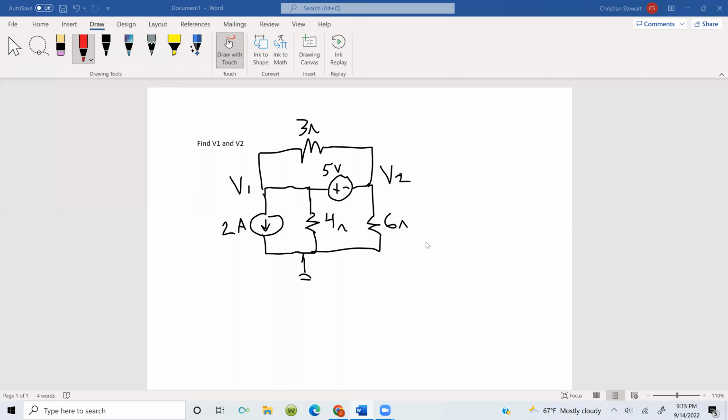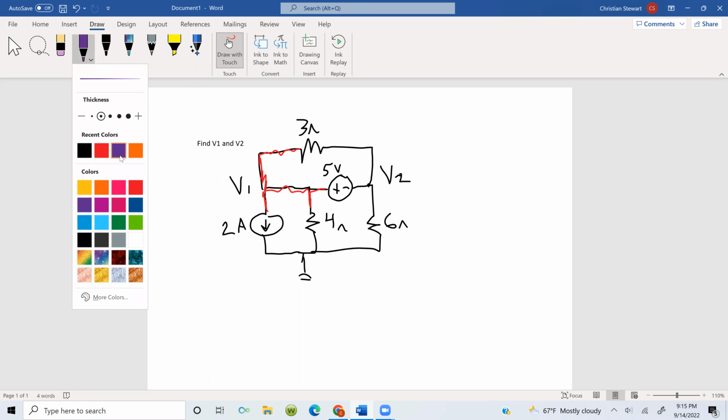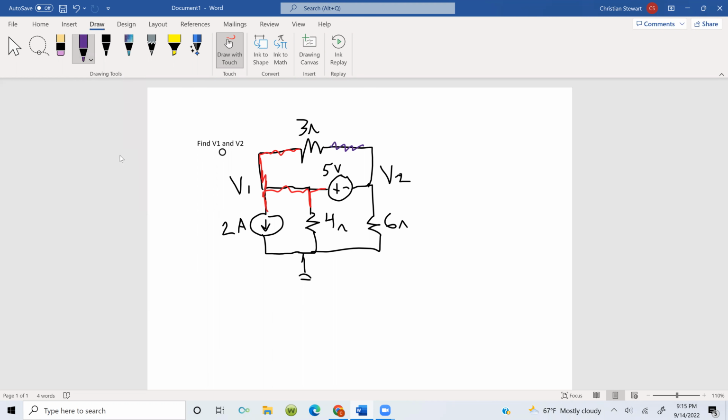All right, we're going to solve this problem using KVL. But as you can see, we have a supernode. The first node we're solving for is V1, which is highlighted in red. And then the second node we'll be solving for is V2, which I'm highlighting in purple.